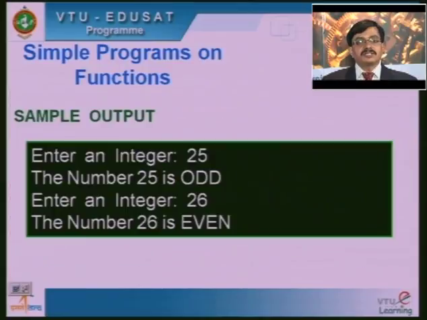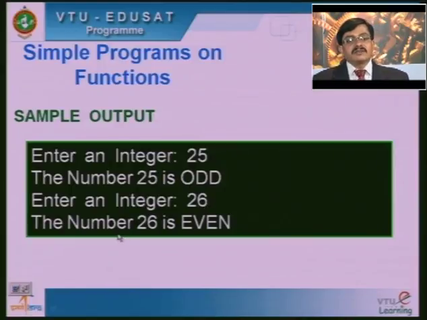The output of this program is: enter an integer, and I am entering a value as 25. Now this 25 is passed as a parameter to the function checkEvenOdd, and that function prints here that the number 25 is an odd number. Once again when I executed the code, I am entering the data as 26, and that time the checkEvenOdd function displays the result as the number 26 is an even number. So likewise I can make use of the function.